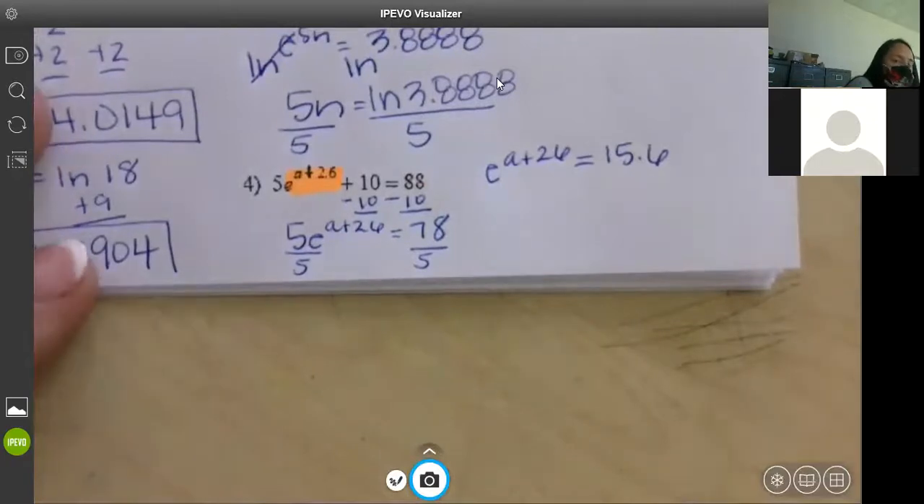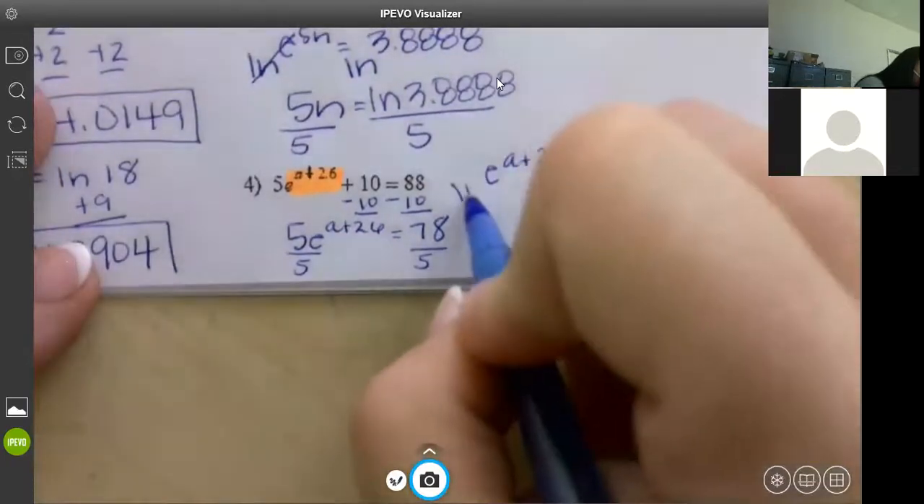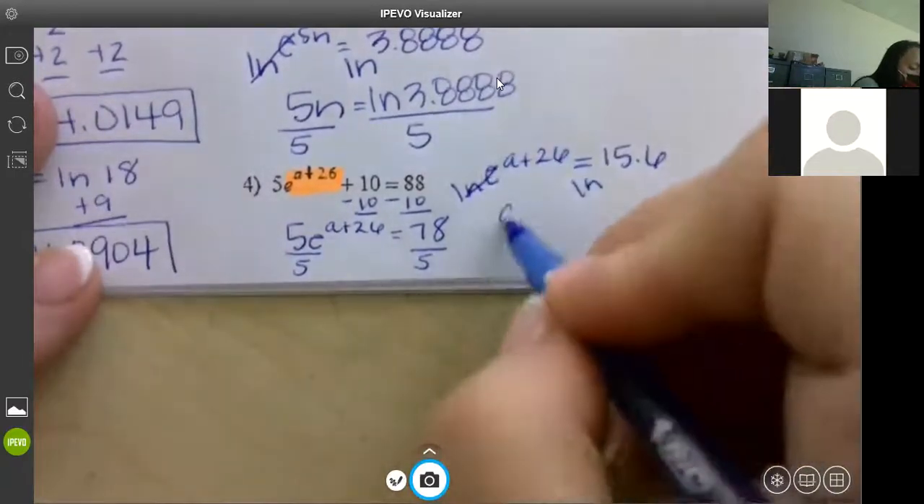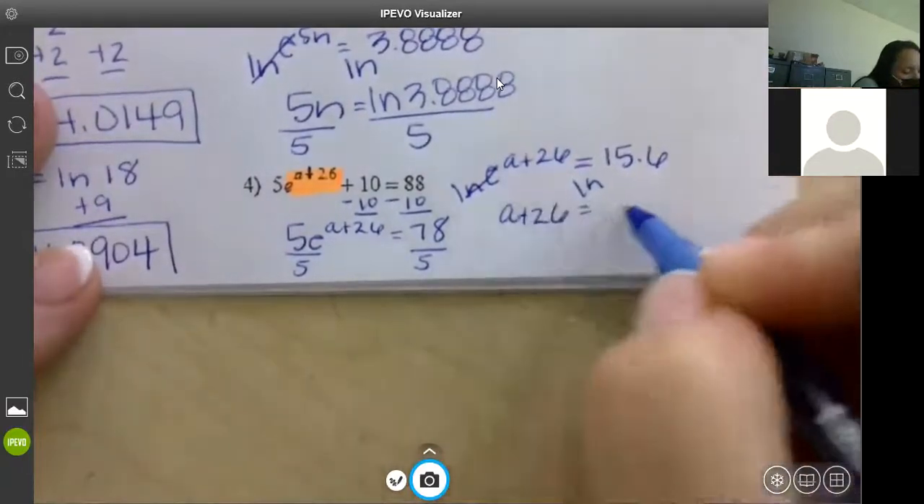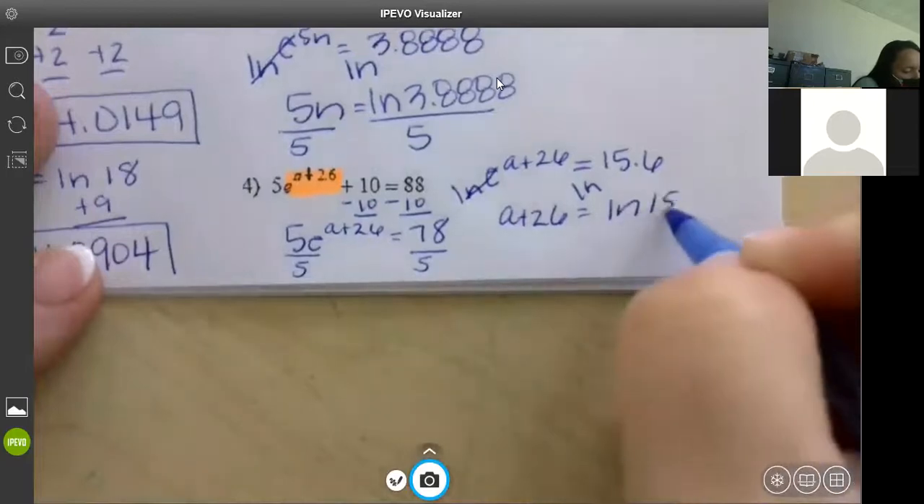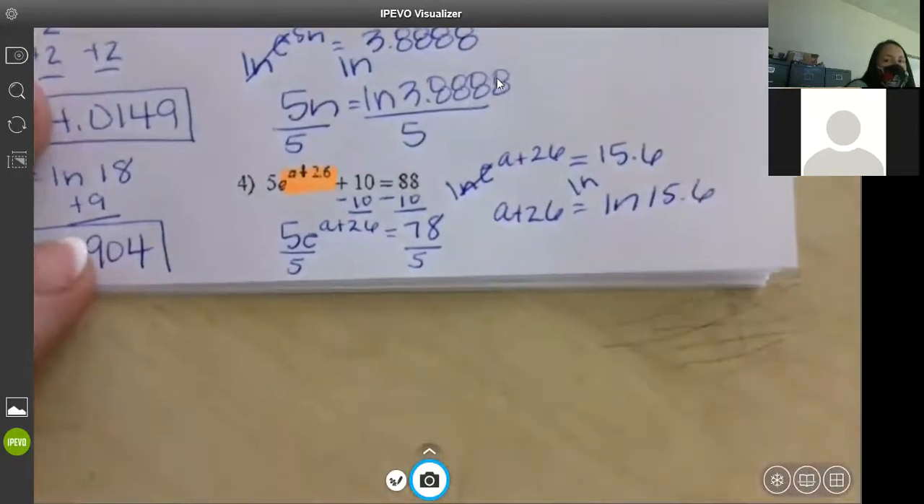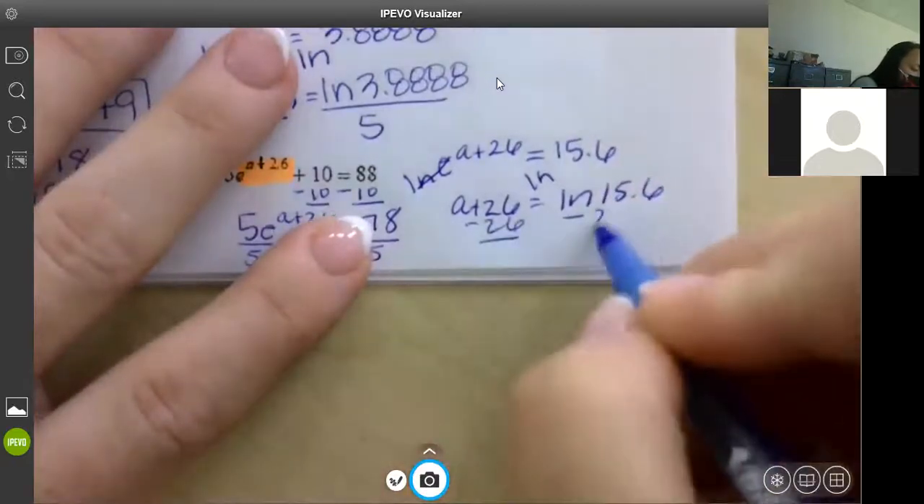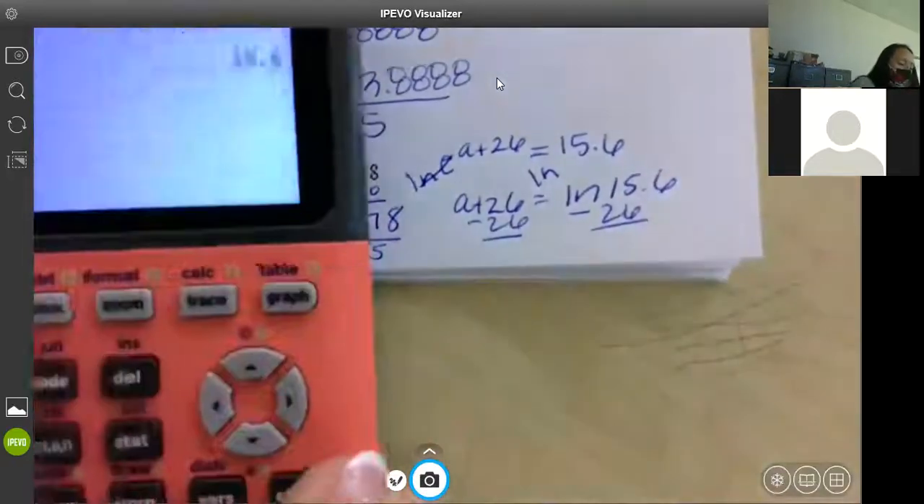How do I get rid of E? What I do to one side, I have to do to the other. And I'm left with A plus 26 equals LN 15.6. And then my last step, and I'll do that all in my calculator.